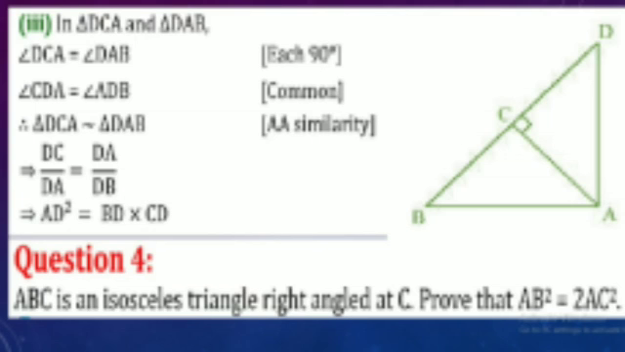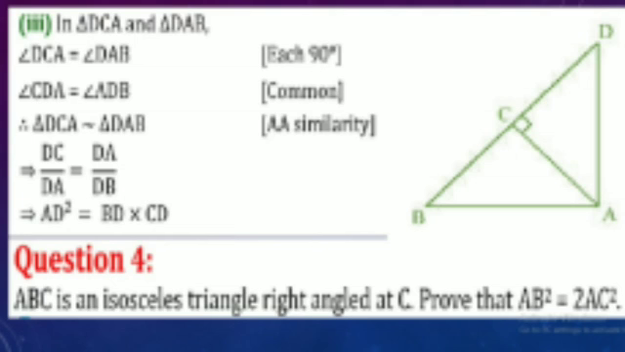Now the third part of question number 3. So here we are going to consider the triangles DCA and DAB. Students, both the angles are equal to one another because both are of 90 degree. Next, CDA is equal to ADB because it is common between the two triangles. So the two triangles are similar by angle similarity. If the triangles are similar, their sides are in proportion. So we will consider the sides in proportion as DC over DA is equal to DA over DB. When we do the cross multiplication, we will get the result as AD square is equal to DB into CD.